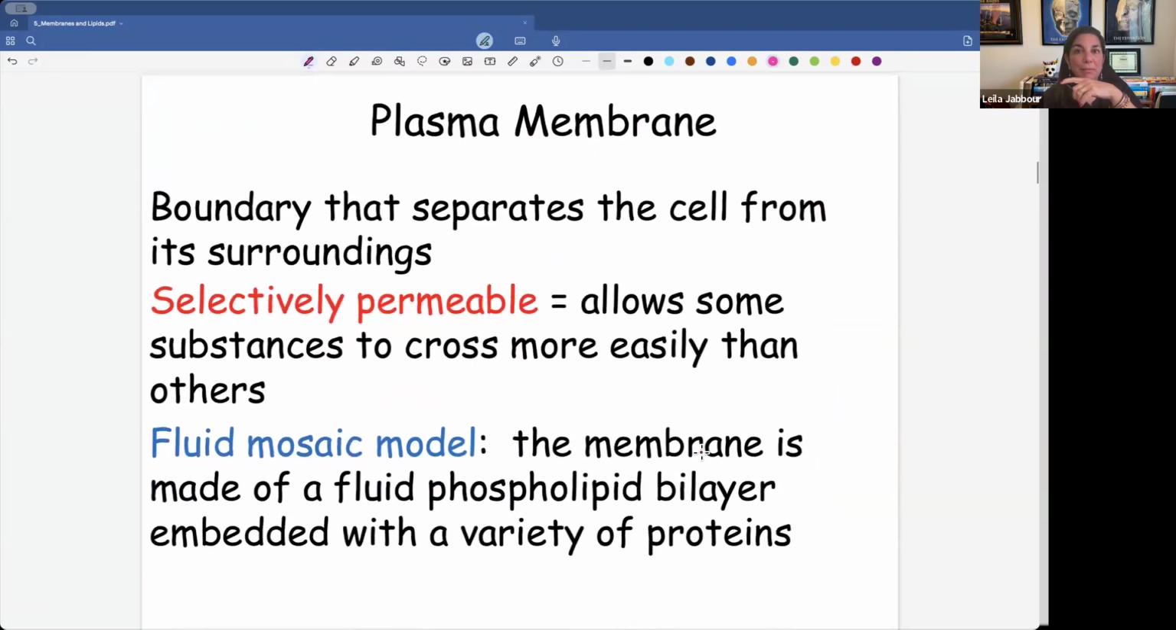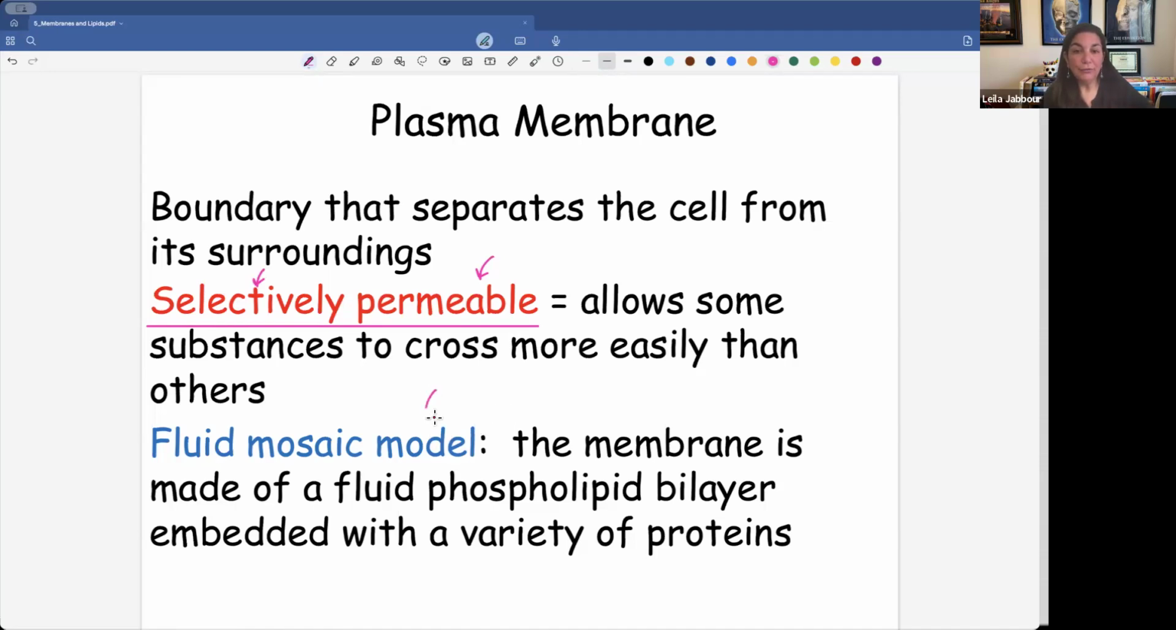So let's get back to the plasma membrane. The plasma membrane is the boundary of the cell that separates the cell from its surroundings. It is very important that you understand that it's a selectively permeable structure. It's permeable, meaning it does allow things to go in and out, so it's not like a brick wall. But it's selectively permeable. Only certain molecules will go in, other molecules will not. Certain molecules will just flow in and out, but other molecules need a specific transporter on the membrane. So it allows some substances to cross more easily than others.